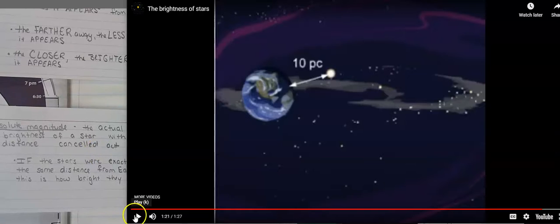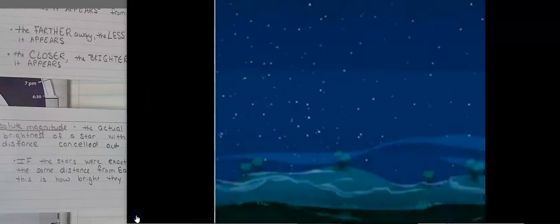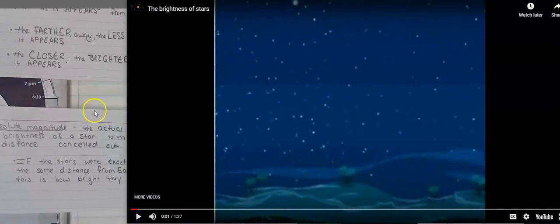The absolute magnitude defines the luminosity of a star.